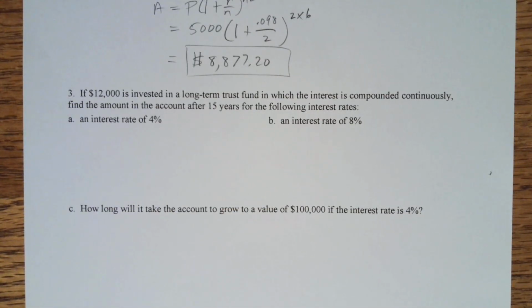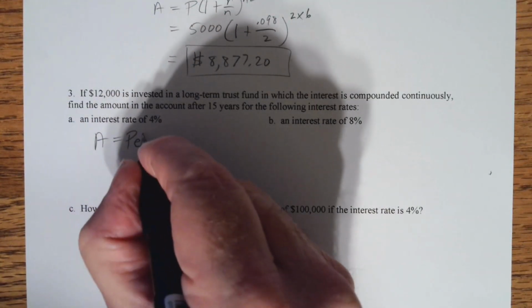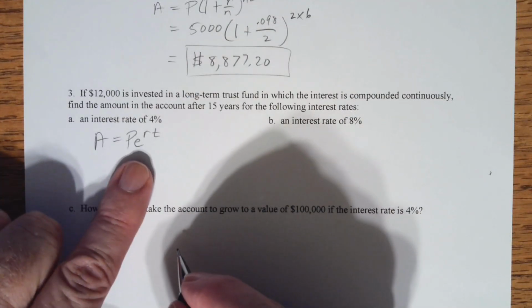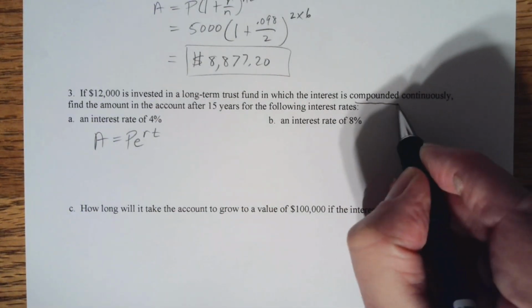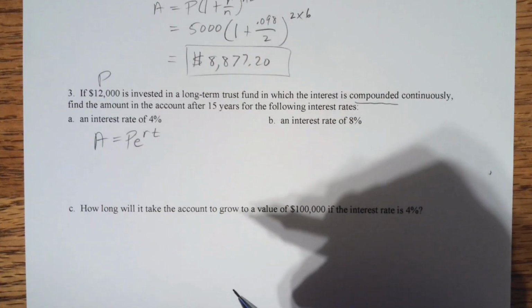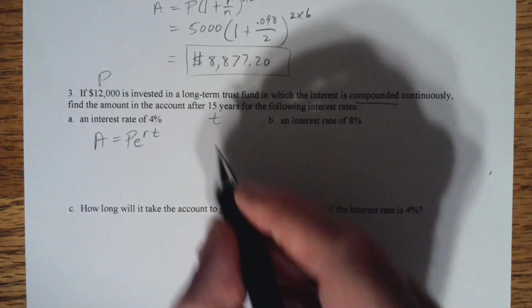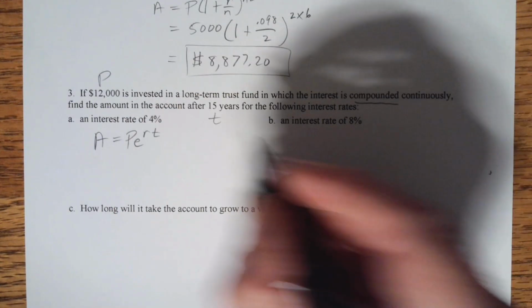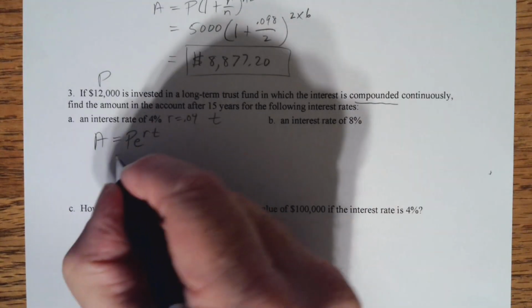So anytime you have continuous interest, you're using what I call the PERT formula. Notice A equals P times e to the RT. By the way, you don't need to memorize these formulas. You'll be given the formulas, but you should know that if it's continuous interest, that's when you're using the PERT formula. So notice this time our starting amount is 12,000. Our time is 15. And they're telling us for this first case, the interest rate is 4%. We'll use 0.04. So let's plug in the numbers.